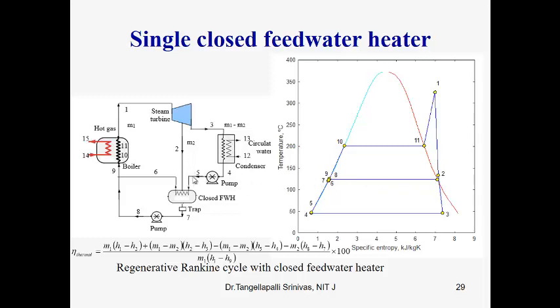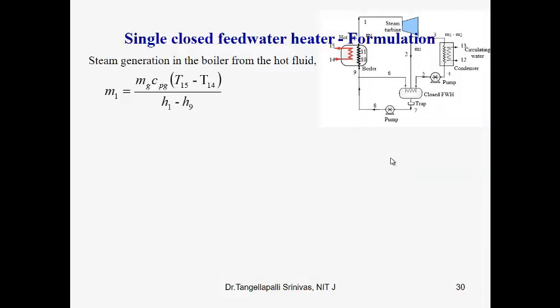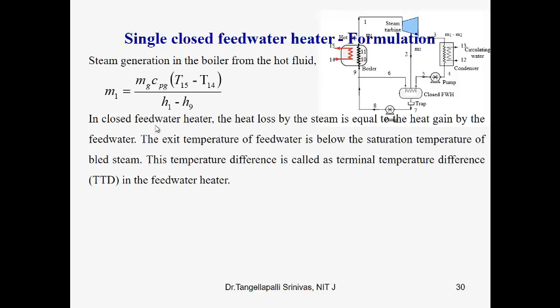And here also the energy balance is there, that is M2 H2 plus M5 H5 is equal to M6 H6 plus M7 H7. Thermal efficiency is defined as the output from the total expansion minus pump input, two pumps here, divided by the heat input to the boiler. The amount of steam can be calculated by energy balance in the boiler.